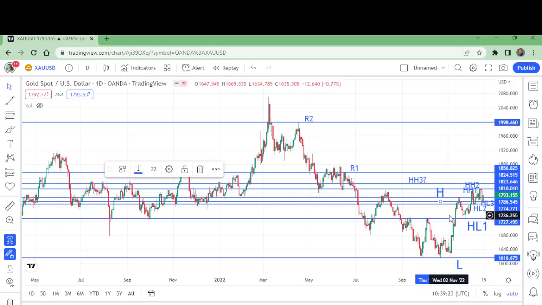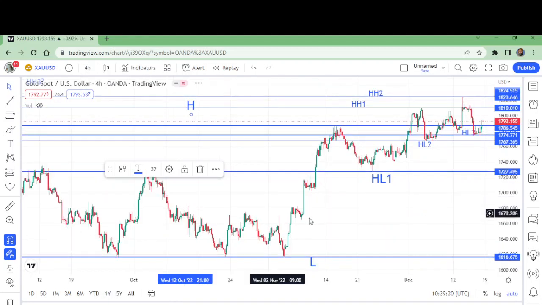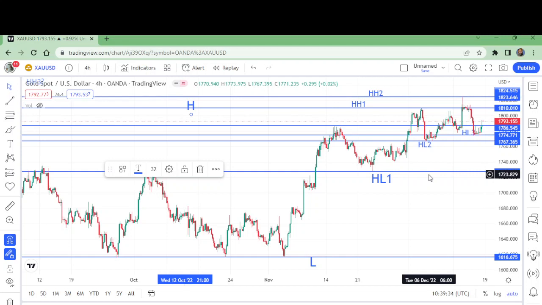Now let us move to the 4-hour time frame to see the higher highs and higher lows of the market clearly. This is the 4-hour time frame of gold.